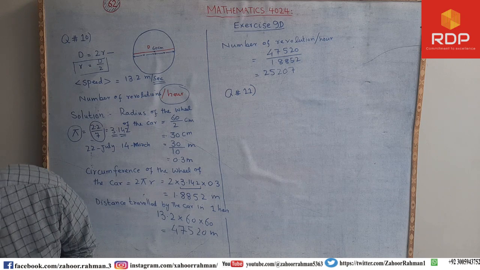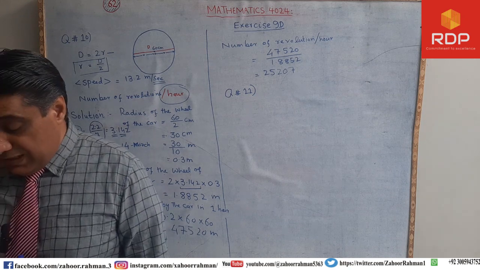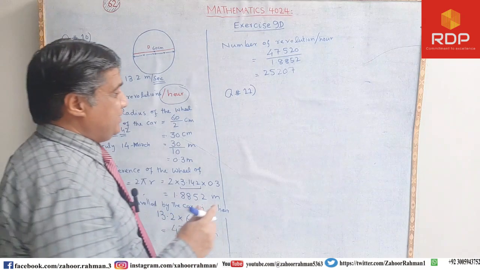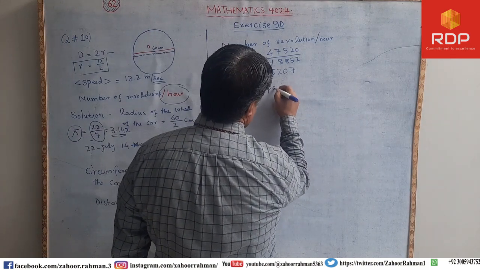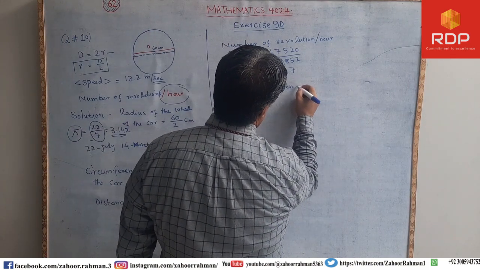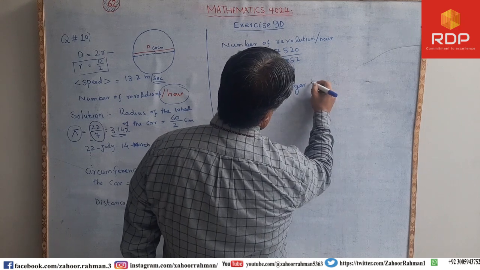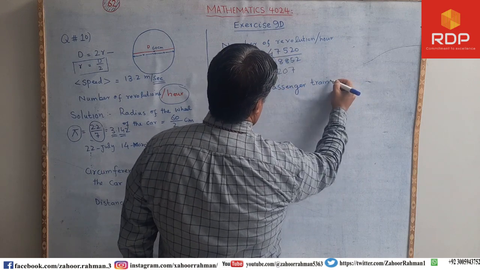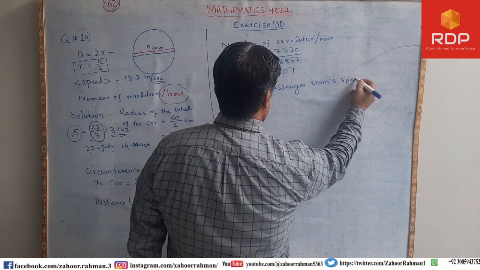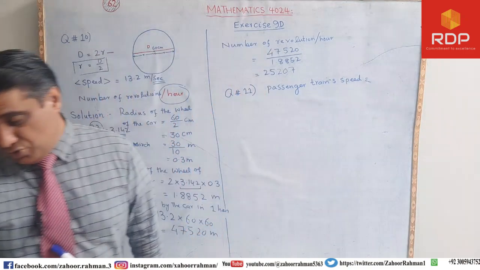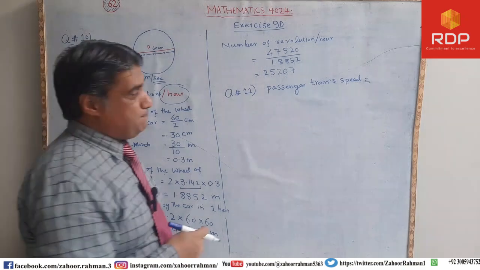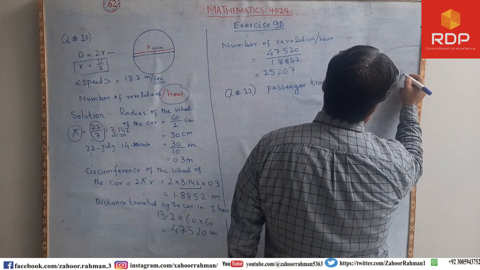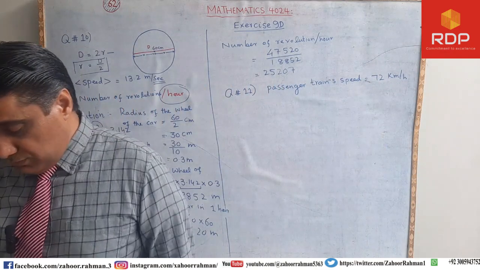Yes, question number 11 is saying that a passenger train travels at a speed of 72. So I have to take the data. Passenger train speed. Let me write it in this way. And that is 72 kilometer per hour. 72 kilometer per hour. What is next?